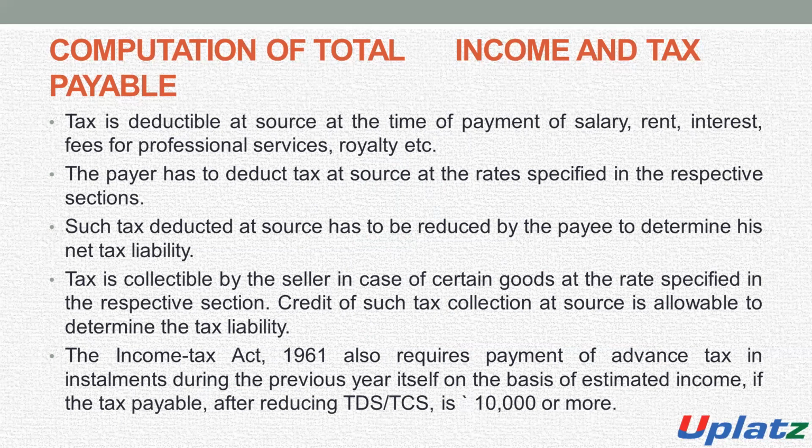And it will be collected at the specific rate of such particular section. Credit of such tax collection means the credit of such TDS or TCS is available when we determine the income tax liability of the assessee. Means if there is any TDS which is deducted, then such amount of TDS will be reduced from the tax liability of the assessee.